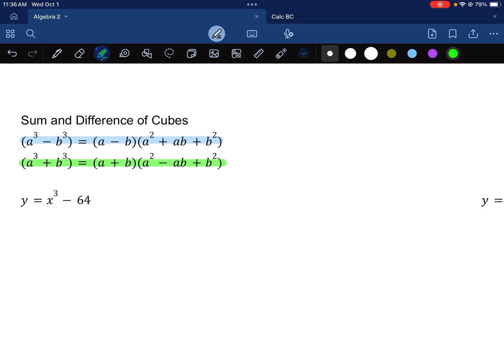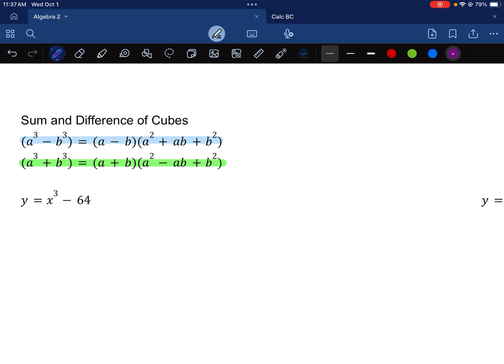When you are subtracting, you start with your signs: same sign, opposite sign, always plus. And when you're adding, you start with the same sign, opposite sign, always plus. But notice the a and the b never change. A squared never changes, ab stays in the same spot, and b squared stays in the same spot.